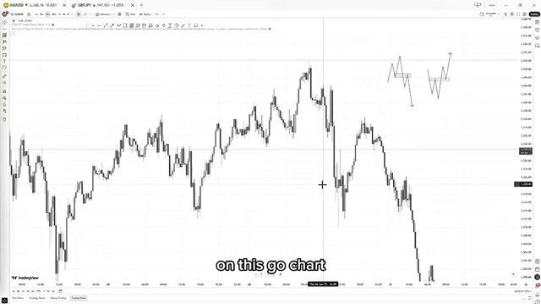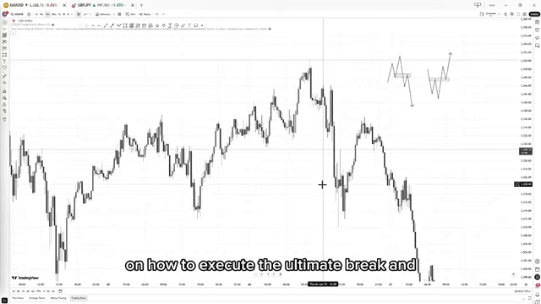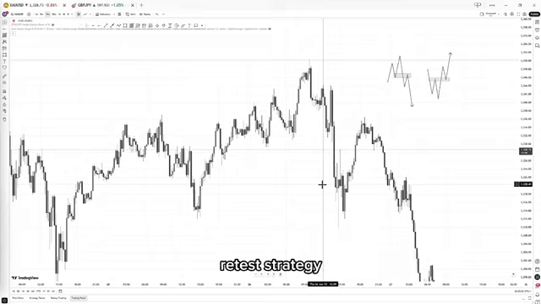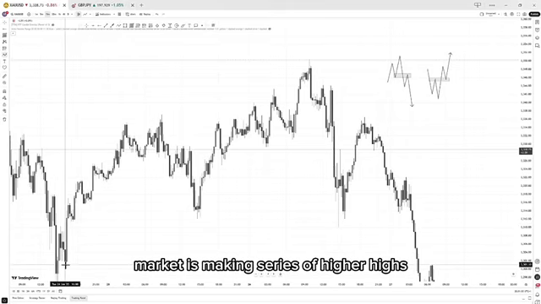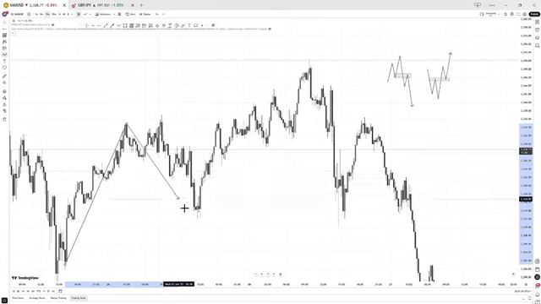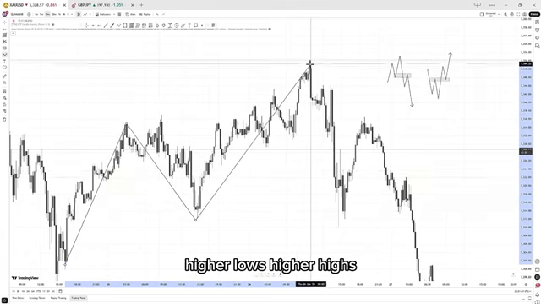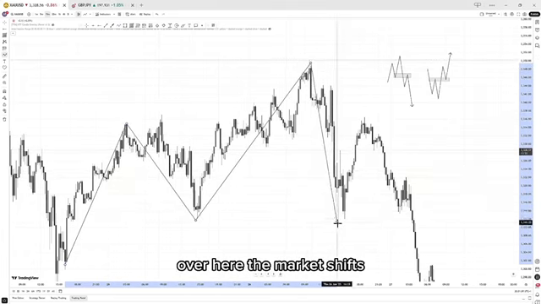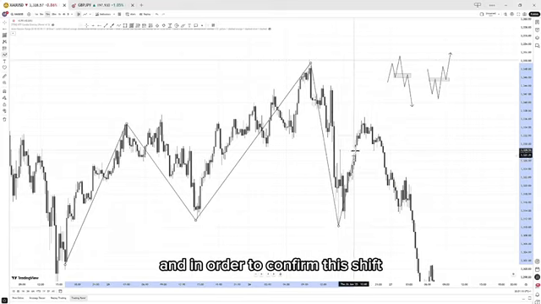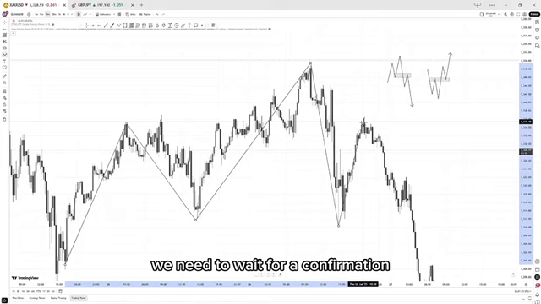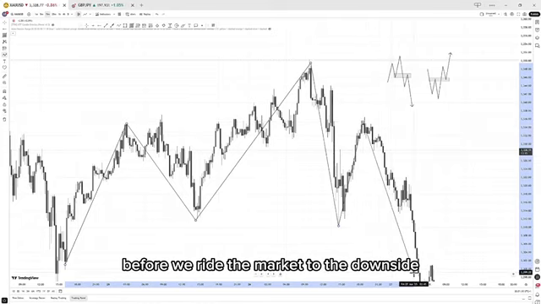On this gold chart, I'm going to guide you through how to execute the ultimate break and retest strategy. You can see right here that on this chart, the market is making a series of higher highs, higher lows, higher highs. Over here, the market shifts, and in order to confirm this shift, we need to wait for a confirmation before we ride the market to the downside.